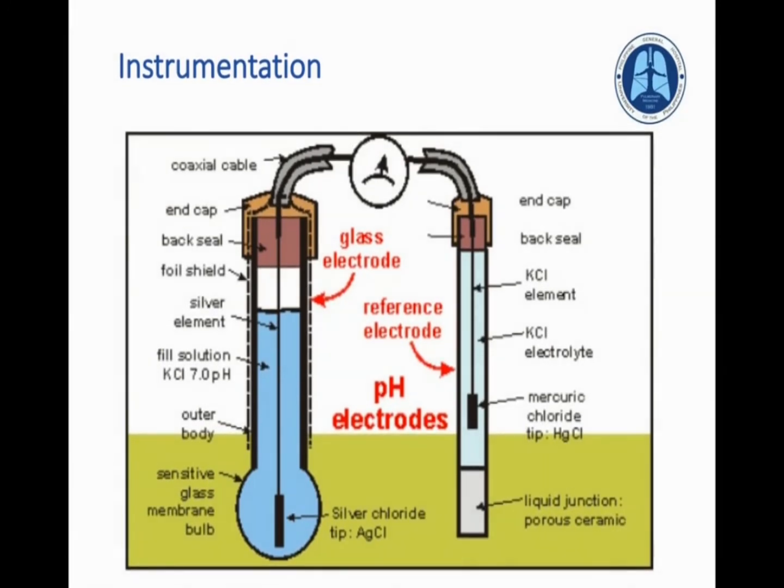Earlier machines, until last year, were made of these electrodes. And here's the principle of our ABG machine. The measurement of pH is called potentiometric analysis.